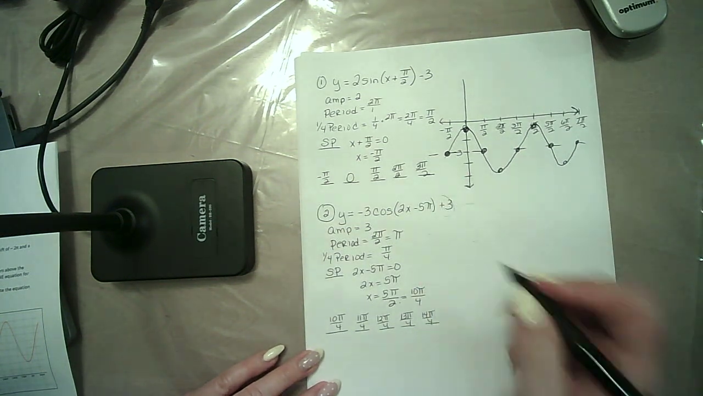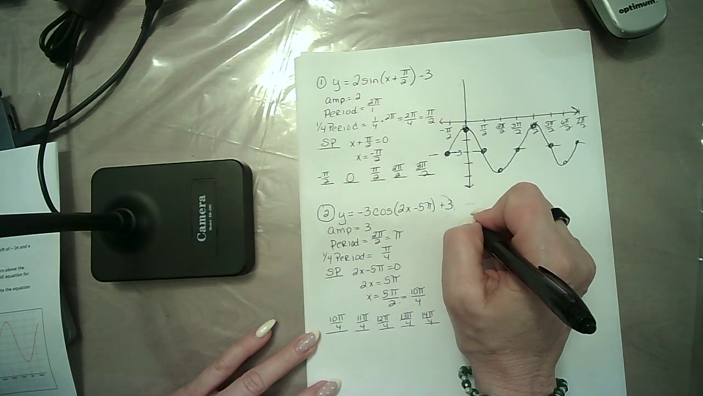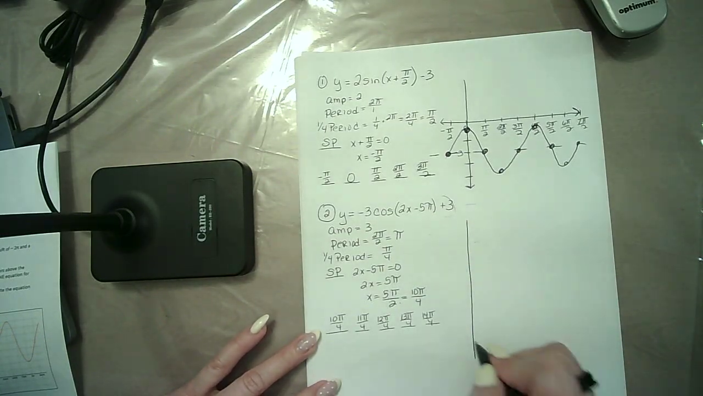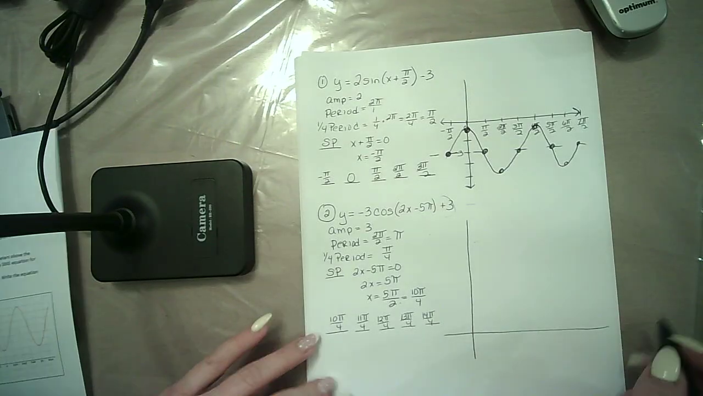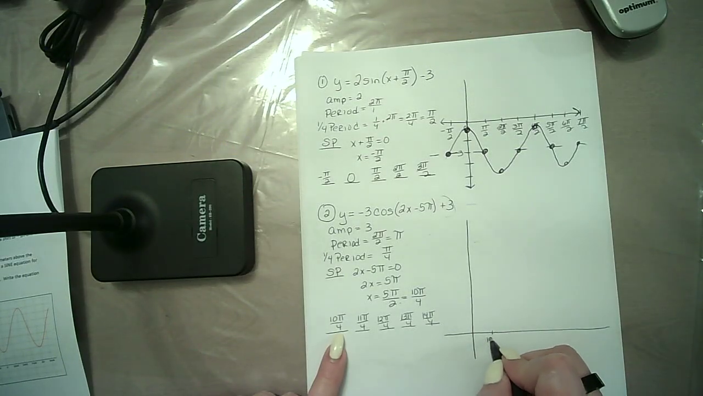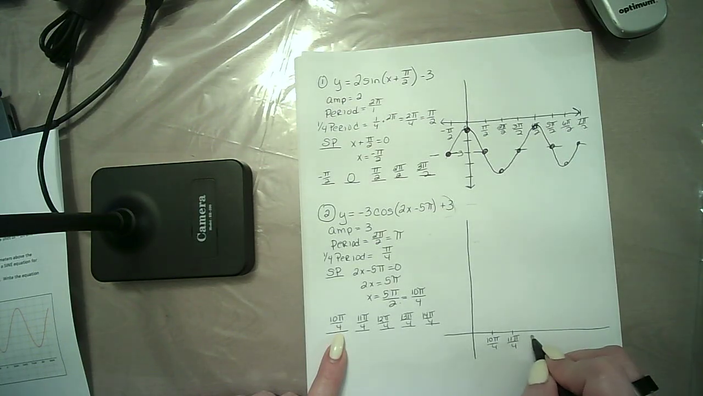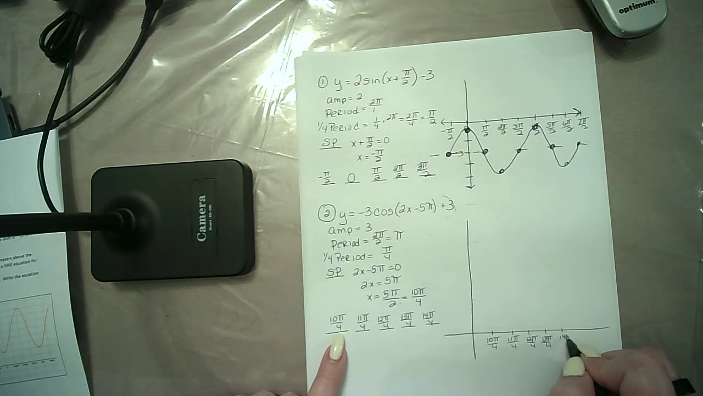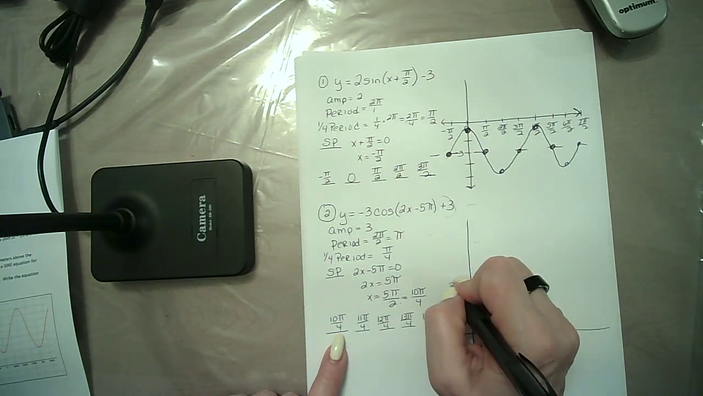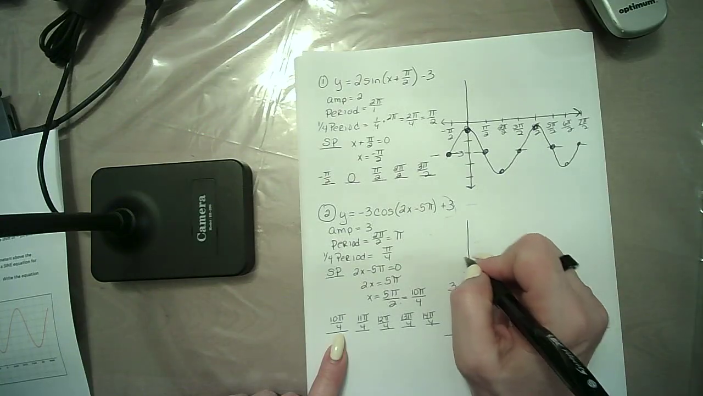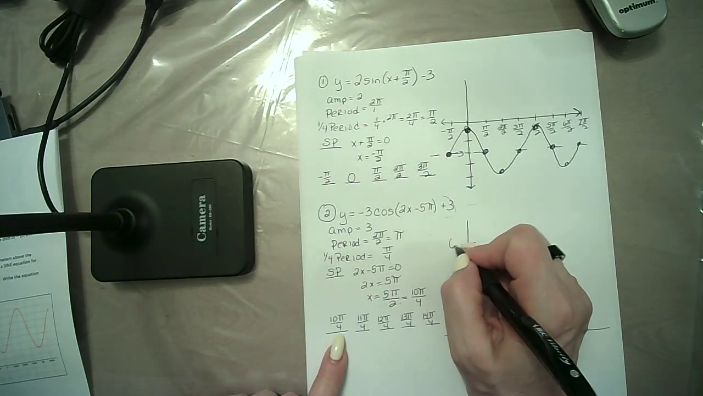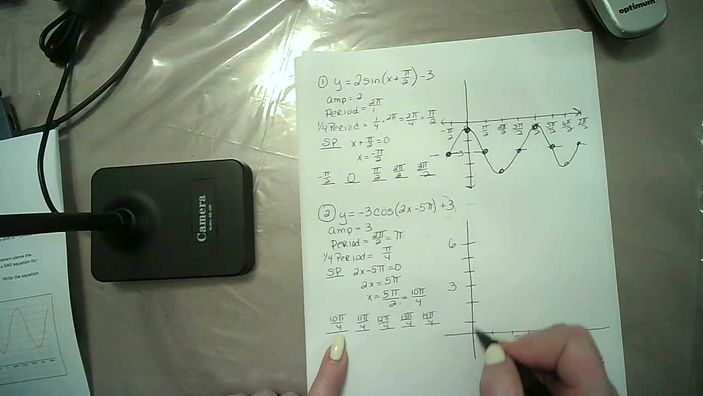I am moving this up 3, so when I draw my graph, I'm going to make it a little higher. I'm shifting it, so I'm starting it at 10 pi over 4, then 11 pi over 4, 12 pi over 4, 13 pi over 4, and 14 pi over 4. My midline's at 3. 1, 2, 3. My amp goes up 3, so 4, 5, 6, and down to 1, 0.